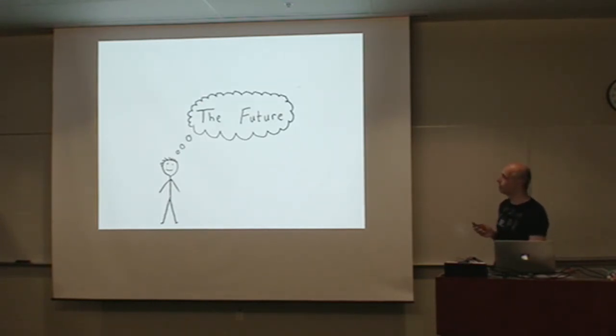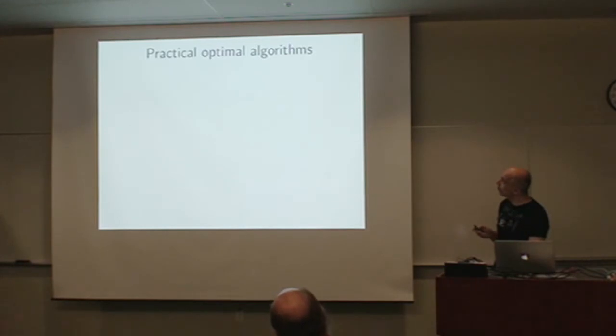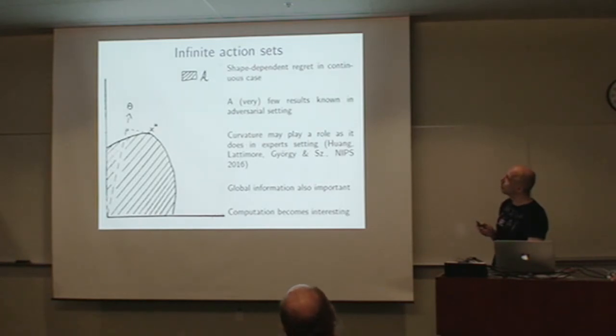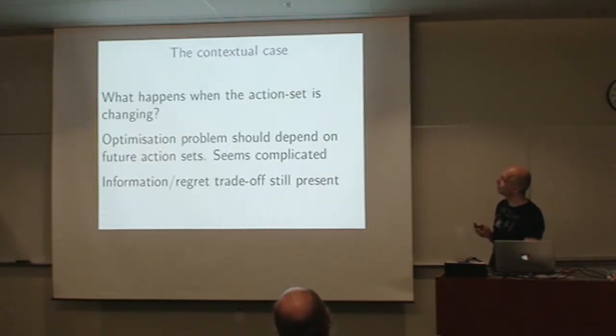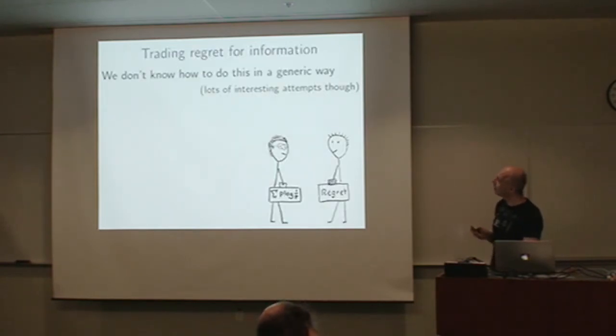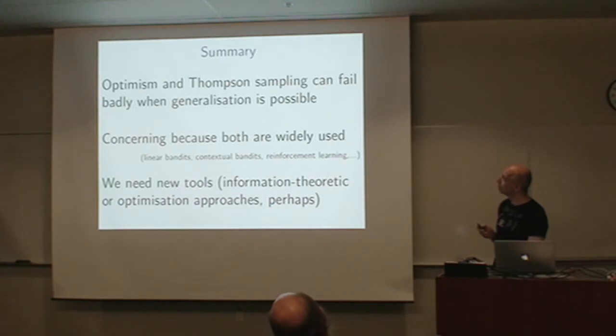I really need to wrap this up. So I didn't tell you, but it's not really a practical algorithm. It's designed to prove this point that this is exactly the constant that determines the hardness of the problem. And for the future, we need practical optimal algorithms. We need finite time guarantees. We don't have those. We don't know much about what happens with infinite action sets, the contextual case, and doing all these things in more principled ways should be possible.